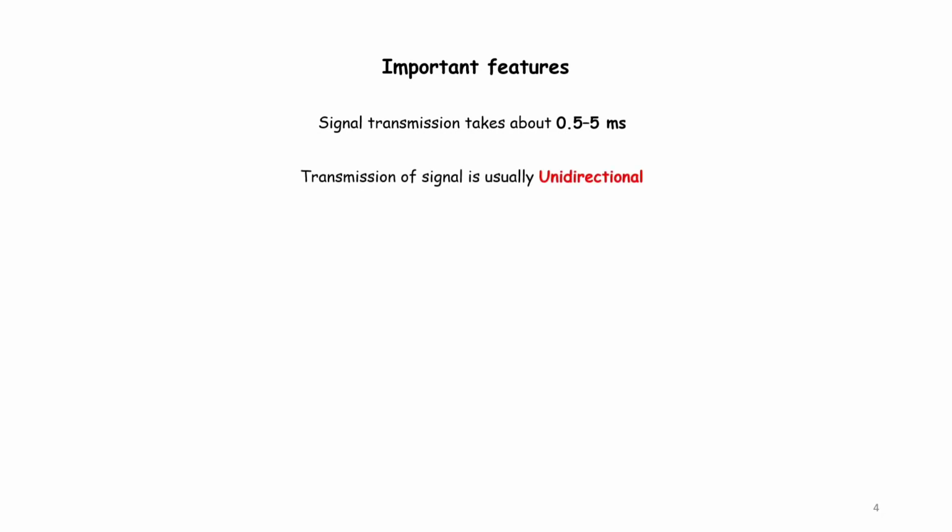Now let's talk about important features. Signal transmission by chemical synapse takes about 0.5 to 5 milliseconds, and transmission of signals is usually unidirectional. That means signals move from pre to postsynaptic cell. There are more than 100 different neurotransmitters, and it is useful to separate this panoply of transmitters into two broad categories based on size. So we have small molecule neurotransmitters and neuropeptides.